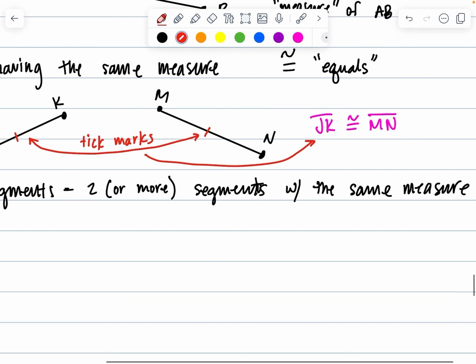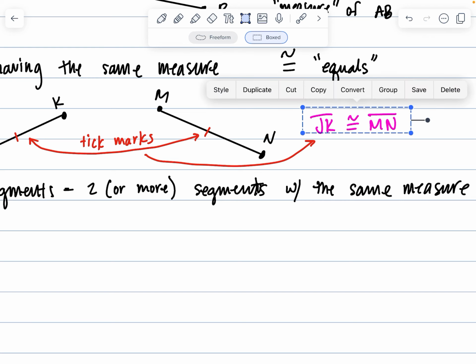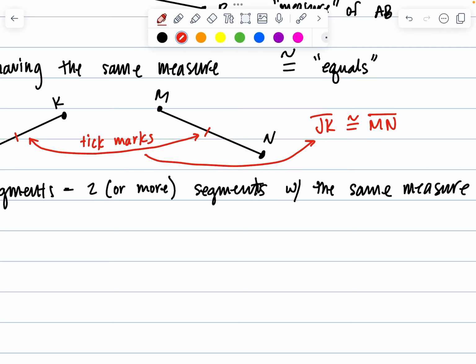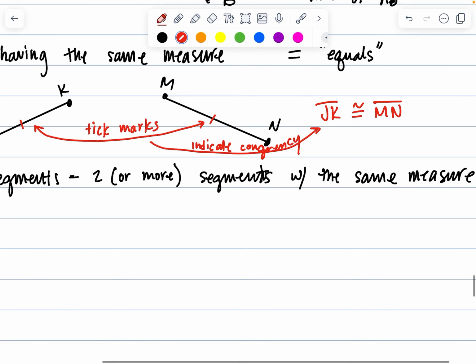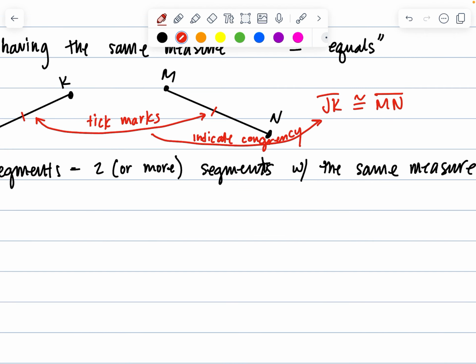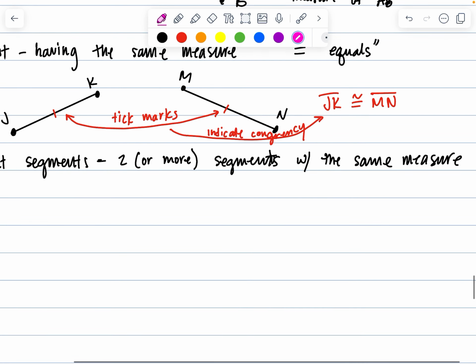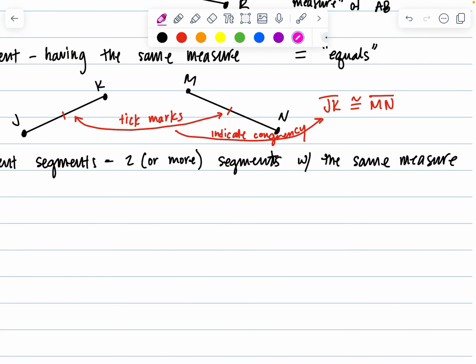So actually, let's put this in red, because that would be important to know. The tick markers indicate congruent parts, or congruency. Okay? All right. So a little subnote for this is if you have, for instance, different sets of congruencies, use a different number of tick markers.